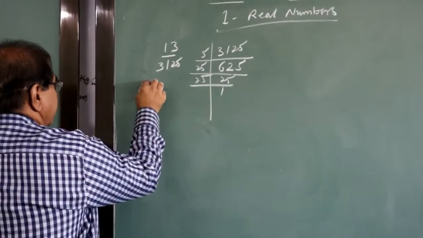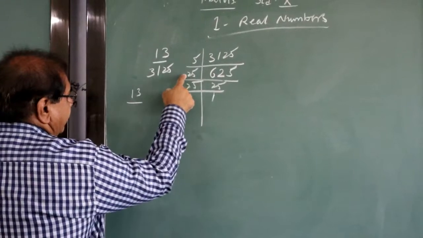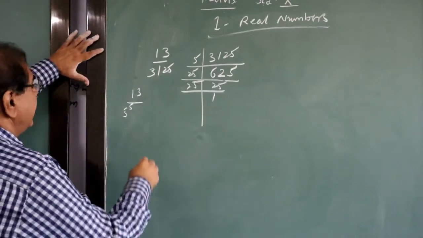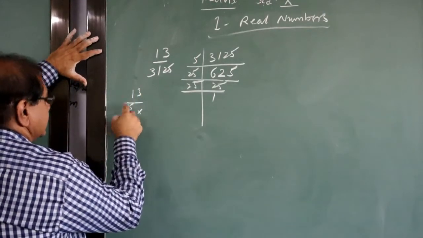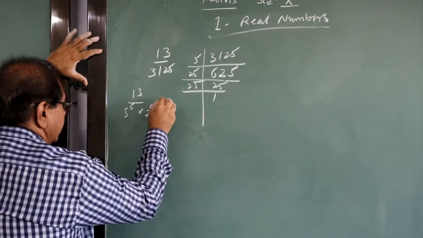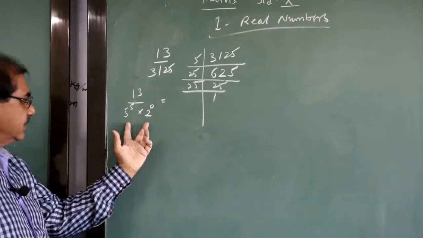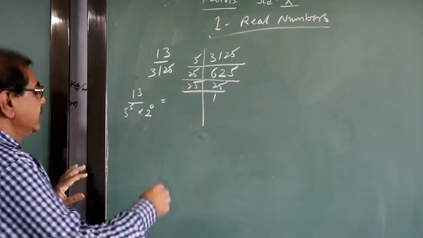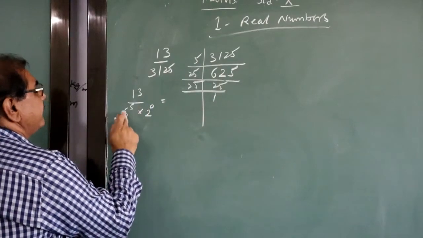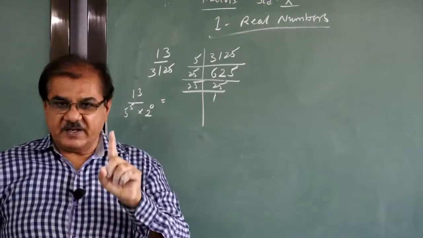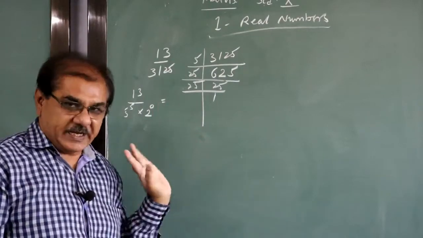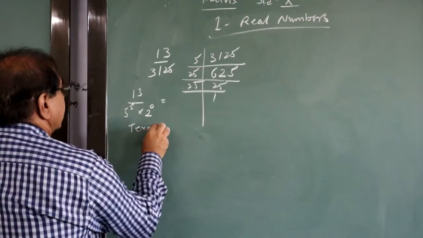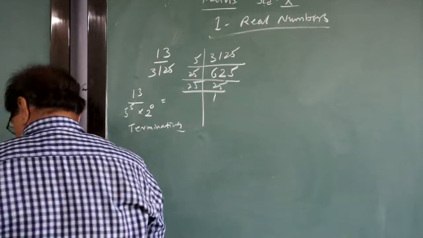So ultimately it is 13 upon 5 square, 5 raised to 1. So it is 5 raised to 5. So you can very easily understand that it is 13 upon 5 raised to 5 multiplied by 2 raised to 0. So it is a fraction whose denominator has the prime factorization in the form of 2 raised to m multiplied by 5 raised to n. So this will have a decimal expansion which is terminating. So here we write the answer: terminating.